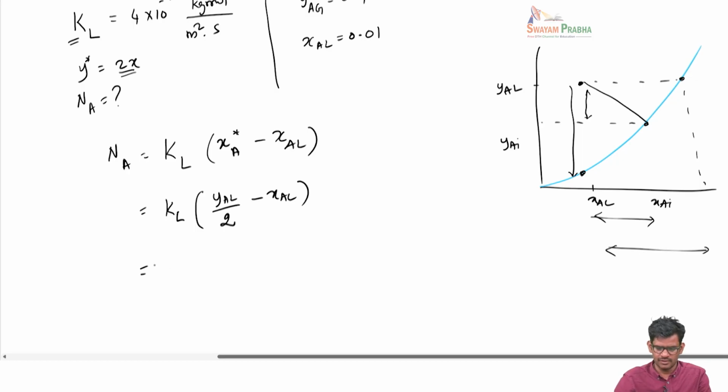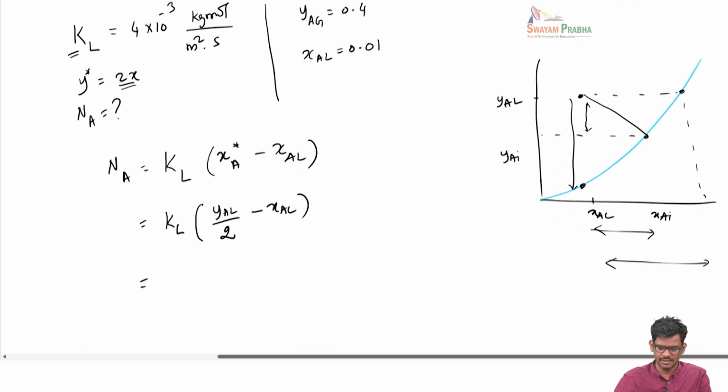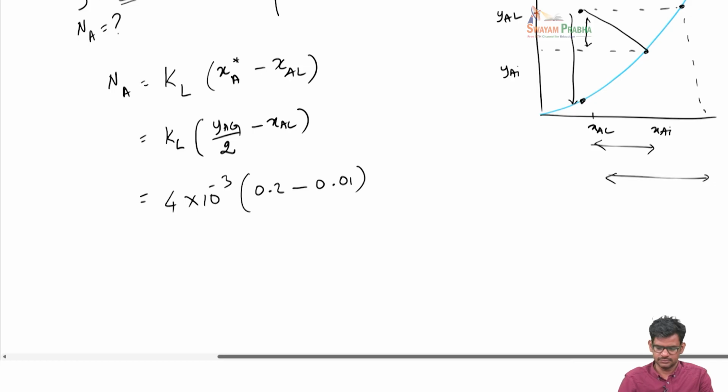Now all things are given here. It's a very straightforward problem actually. Maybe I overanalyzed, which happens all the time. Okay, so YAL, actually it's not YAL, it's actually YAG. So it's 0.2 minus 0.01. Okay, so this should give you something like 7.6 into 10 power minus 4 kilomole per meter square second. That's all. Okay.